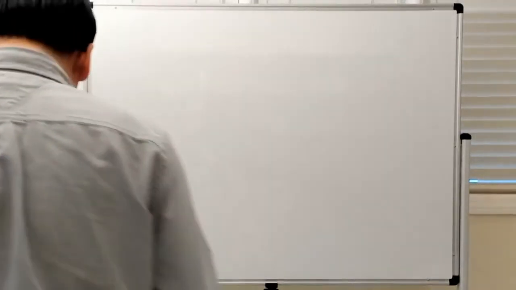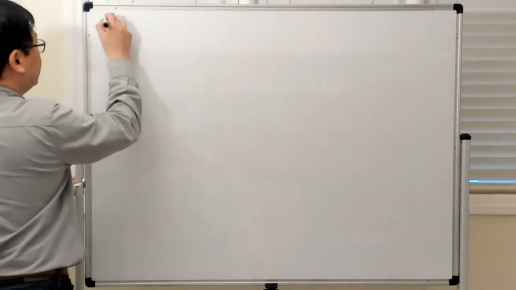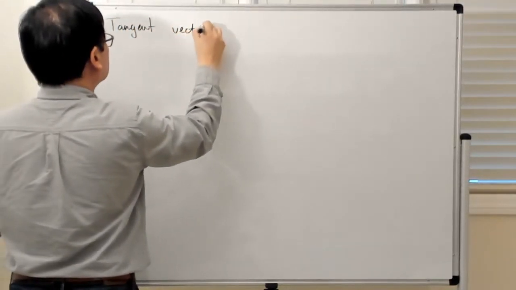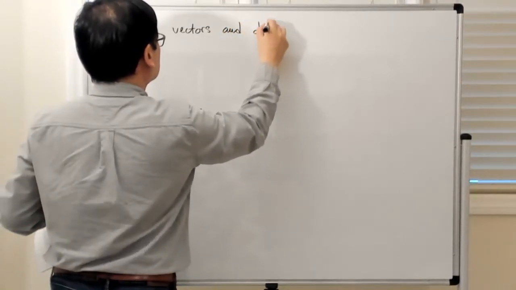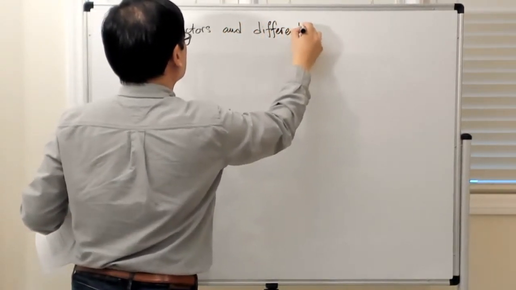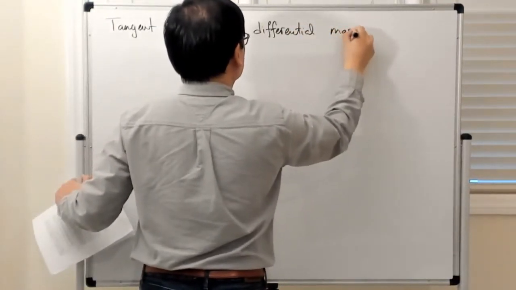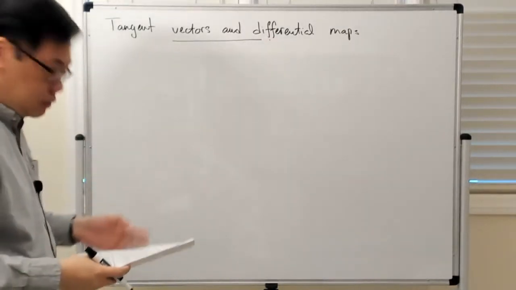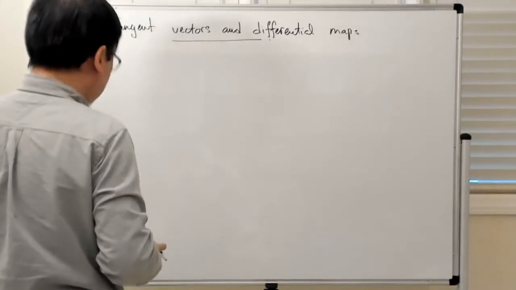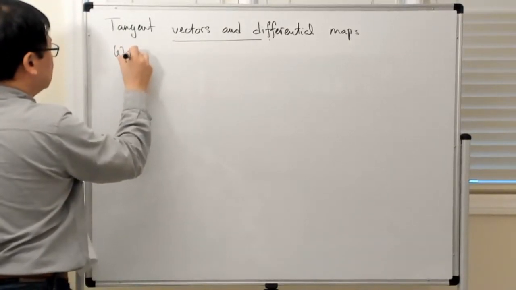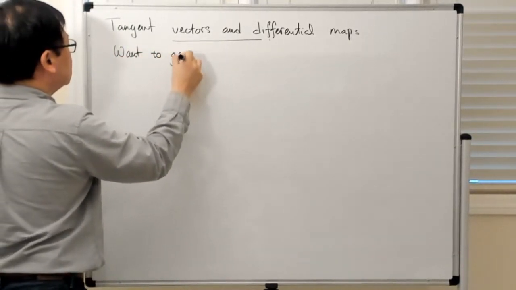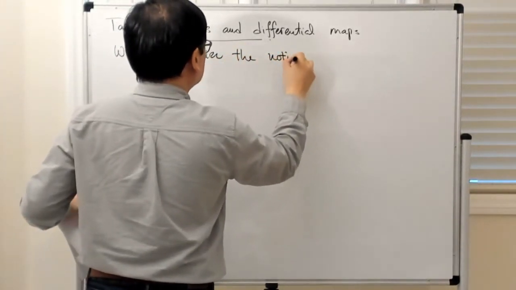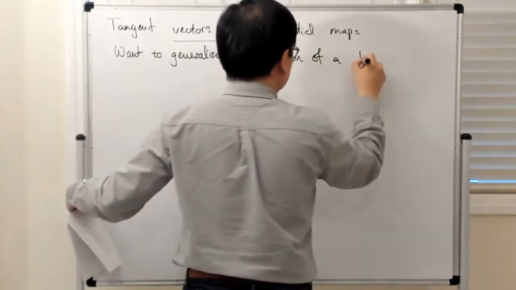Okay, so now we're going to talk about tangent vectors and differential maps on manifolds. Okay, and the basic idea, if you will, is that one aim is to basically generalize the notion of a directional derivative.